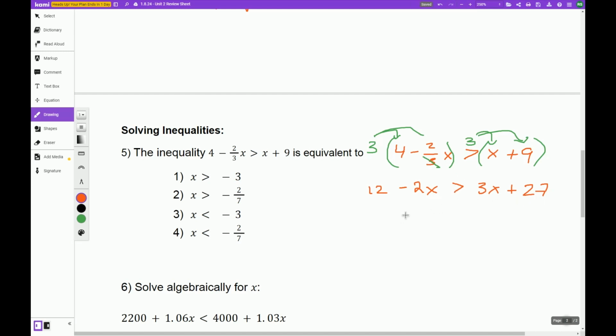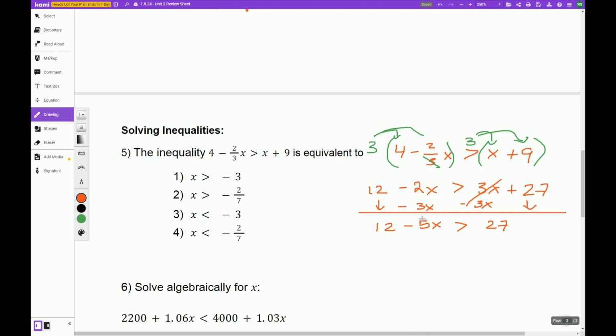So we want to get the x's on one side and the constants on the other. One thing that we could do is minus 3x. By the way, guys, there are different ways to do this, so maybe you did it differently and got the same solution. So minus 3x to both sides. I will have negative 2x minus 3x, that is negative 5x. Bring down the 12. And we're going to bring down the plus 27. And then we have that inequality sign, which is greater than. We did not flip anything because we did not divide or multiply by a negative.